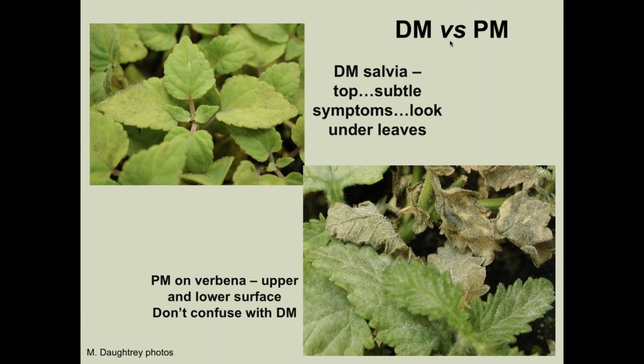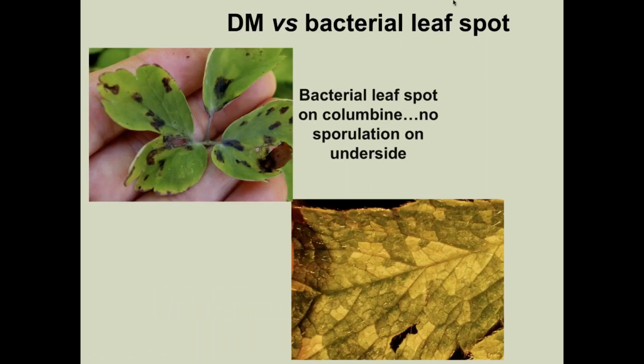Powdery mildew is usually on the upper surface, but on verbena, it can have sporulation on both the upper and lower surface. But again, it's much more of a white spore that we're going to see with powdery mildew than with downy mildew.